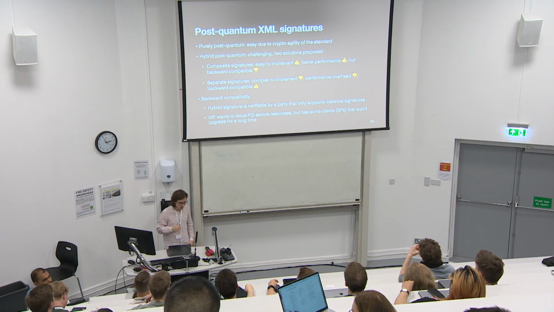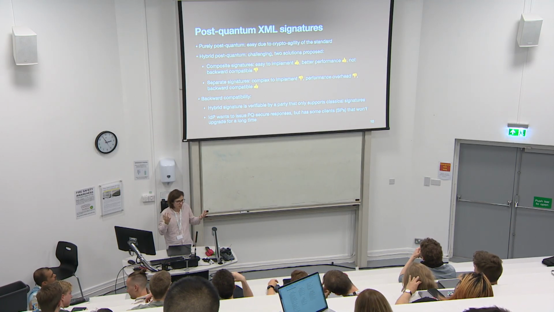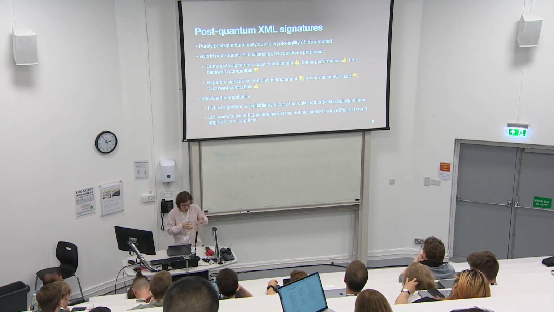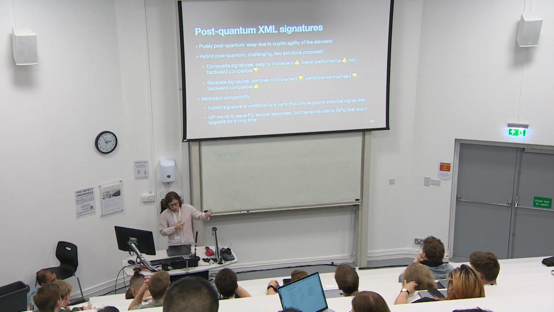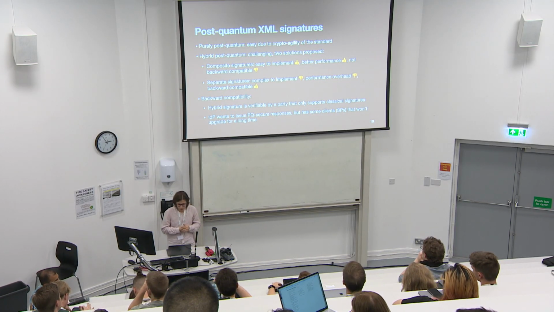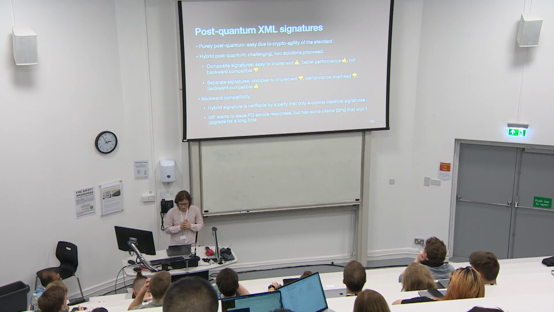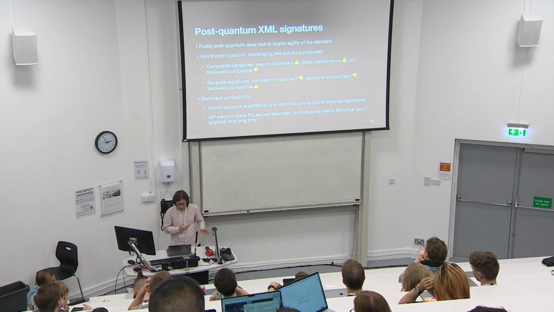For post-quantum signatures, the purely post-quantum signatures are easy to do, because the standard is what we call crypto agile. We just switch out the signature for a signature. There is not really much to do. But if you want to hybridize it, it's more challenging. So we propose 2 solutions, which we call composite signatures and separate signatures. The main difference is that the separate signatures are what we call backward compatible.